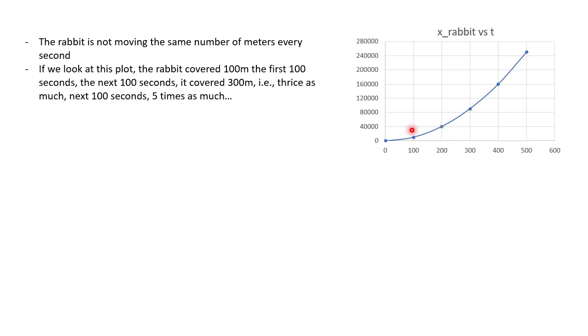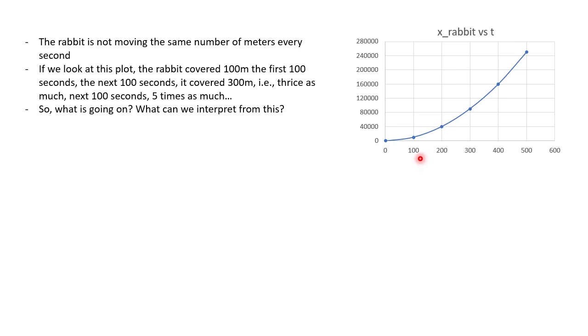In the next 100 seconds, if we subtract the distance it traveled in the first interval, then we get like 300 meters, which is thrice as much. And in the next 100 seconds it travels 5 times as much, and so forth. After that, 7 times and 9 times. So this is what we are getting by looking at some data.